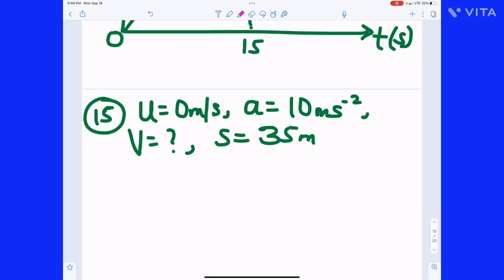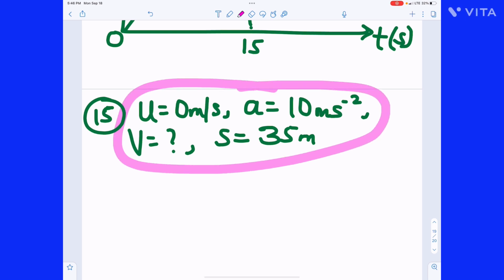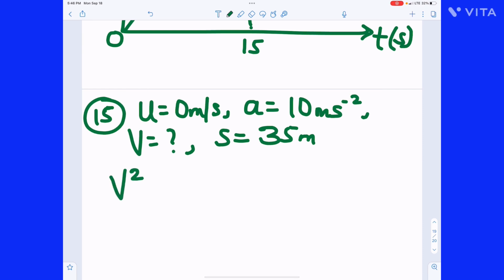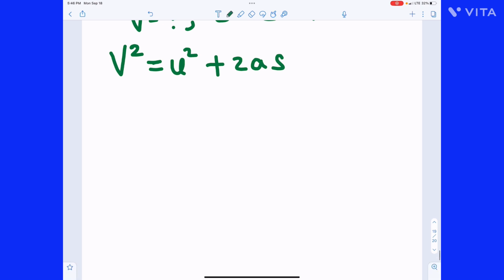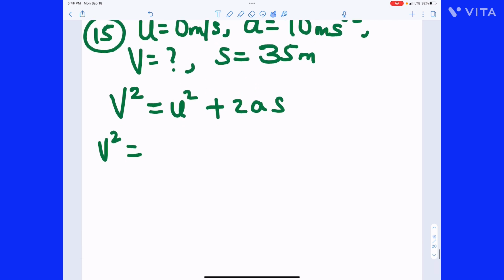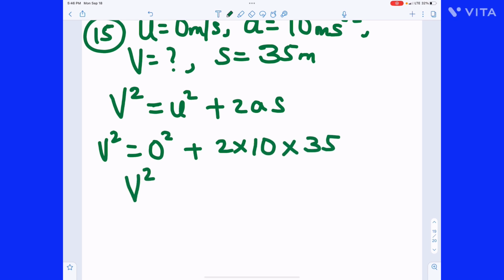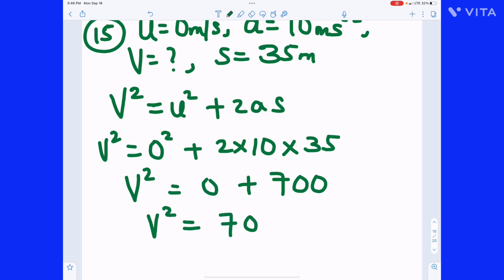So what formula connects U, A, V, and S? That's the formula we need for this question. We will call on the fourth equation of motion. So we say V squared is equal to U squared plus 2AS. That gives us V squared is equal to U squared, that's 0 squared, plus 2 times 10, which is the acceleration, times 35. So V squared is 0 plus 700. So V squared is 700.